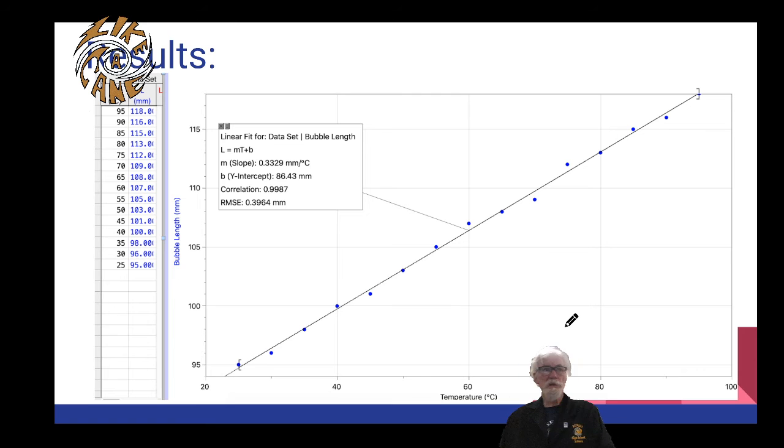When this experiment was done with the temperature of the water bath starting at 95 degrees Celsius and cooling down to 25 degrees Celsius, we got this result. The fact that the correlation number on the linear fit is really close to 1 tells me that a line is a good model for this relationship.